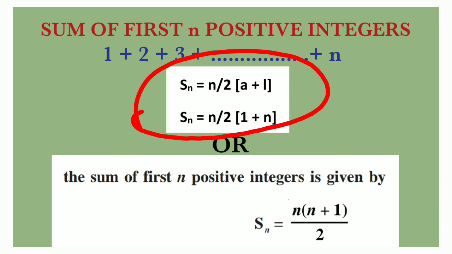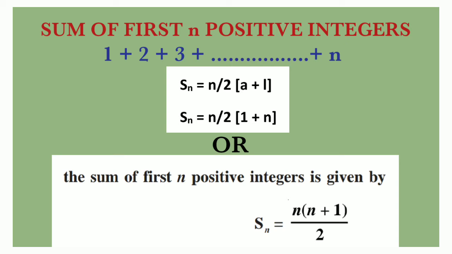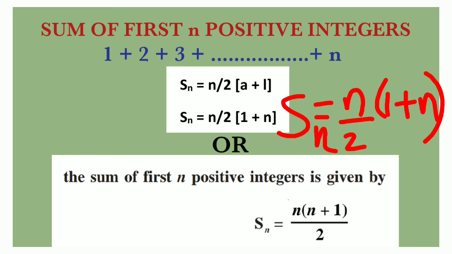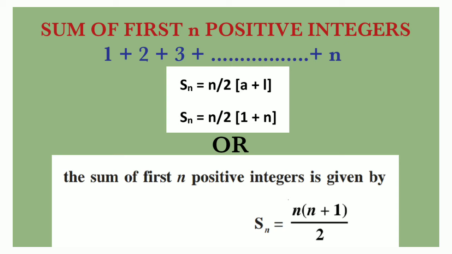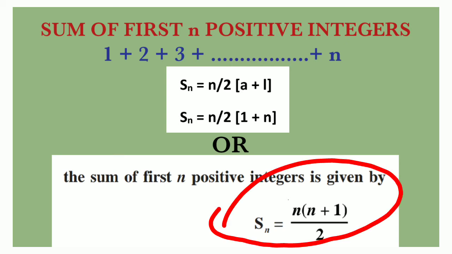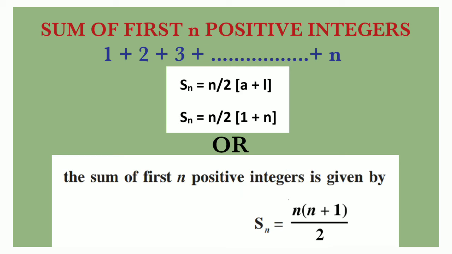So we know Sn is equal to n by 2 into first term plus last term. We have a formula. So Sn can be written as again n by 2 into a, first term is 1, so 1 plus n, last term is n. So instead of l we write n. So n by 2 into 1 plus n. That means the sum of first n positive integers is given by Sn is equal to n into n plus 1 divided by 2. Sn is equal to n into n plus 1 by 2 is the formula to find the sum of n positive integers.